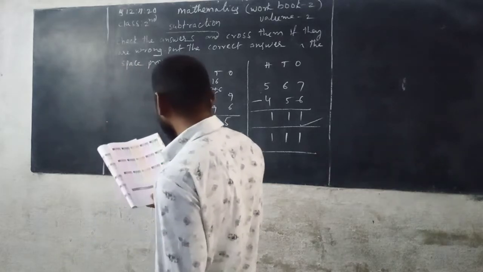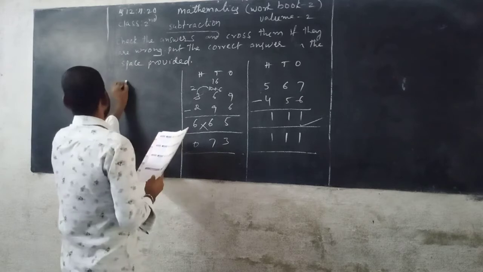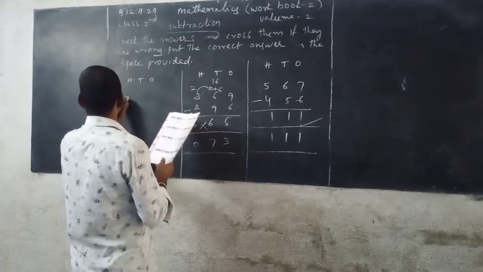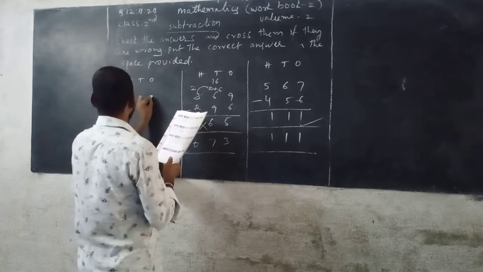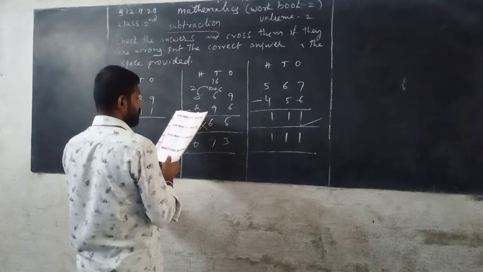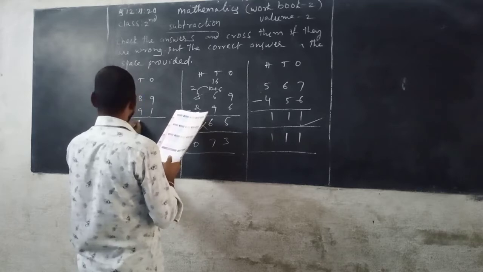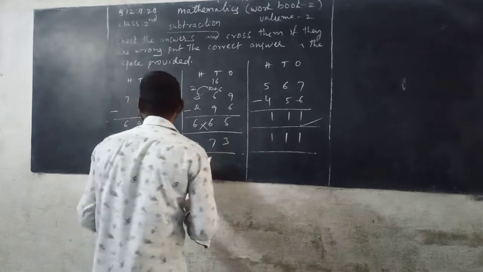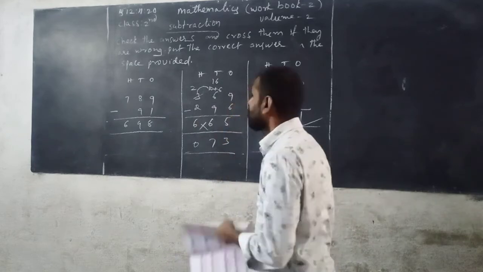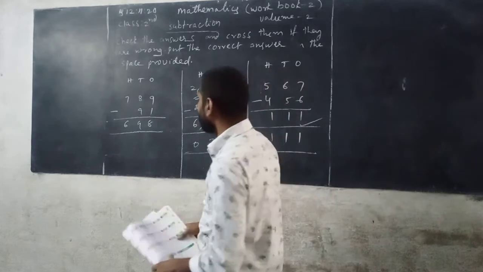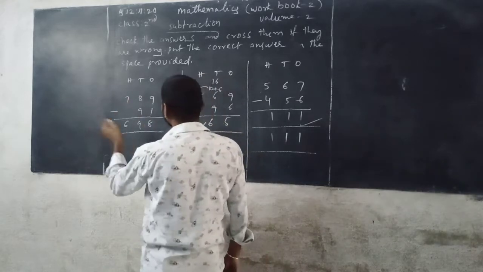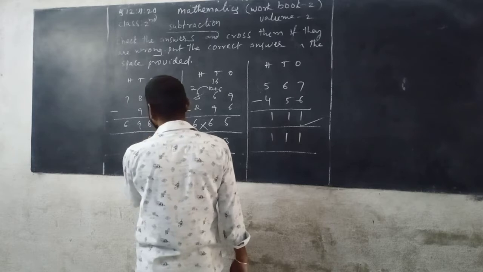Now next, hundreds place, tens place, ones place. 789 minus 91. So 698. See once you check it. First subtract the digits in ones place. So 9 minus 1 you can get 8. So 1 is subtracted from any number, you can get the previous number. 9 minus 1 you can get 8.